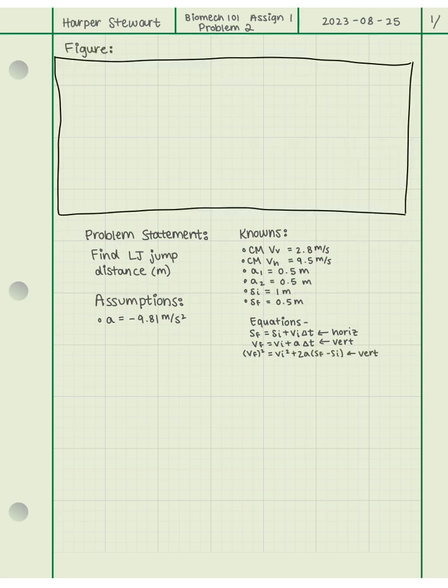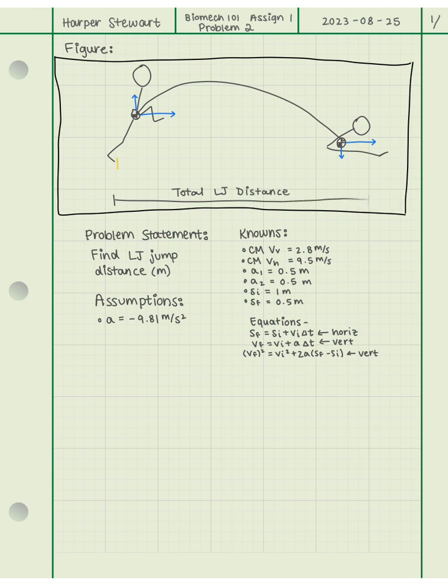Next, we're going to draw a great figure so we get a better understanding of what is happening in this problem. So we have our jumper who's starting at a specific horizontal and vertical distance relative to the board, and then they're going to act as a projectile flying through the air before they land in the sand on the right hand side. So our total long jump distance is going to be measured from that yellow board to the last position of the jumper in the sand.